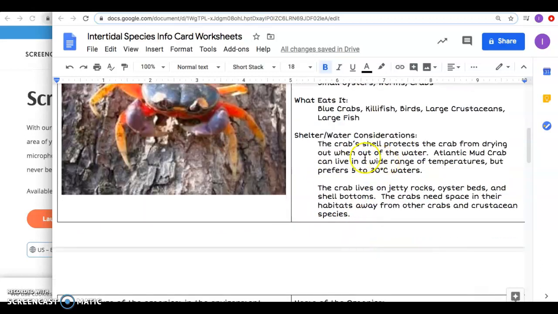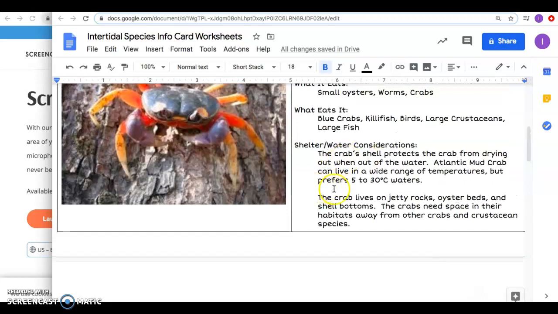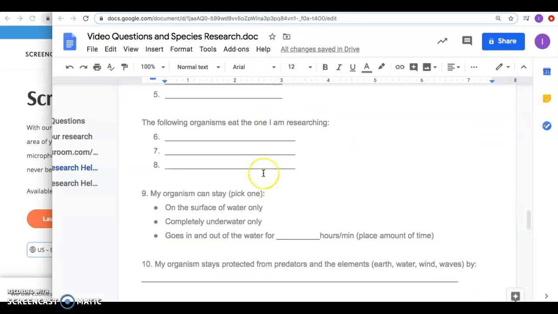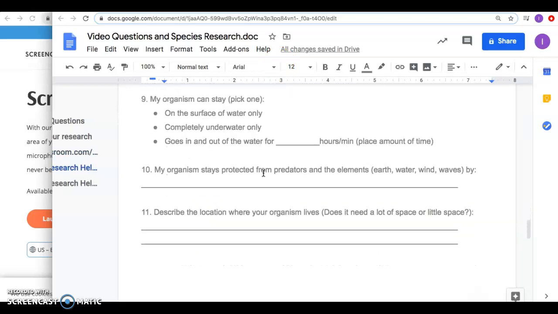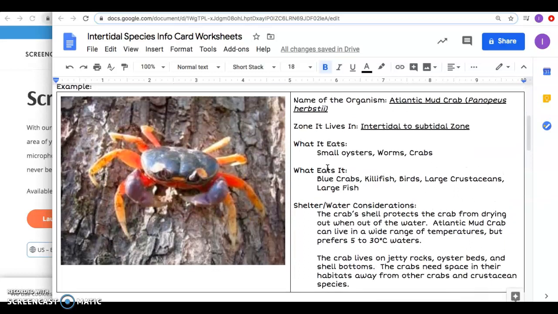Okay, so take a look at these. Tell me, what is its body made for? Where does it live? What kind of temperature is it used to? Okay, all that kind of stuff. You're basically taking all the information from your research and you are summarizing it here on this card.